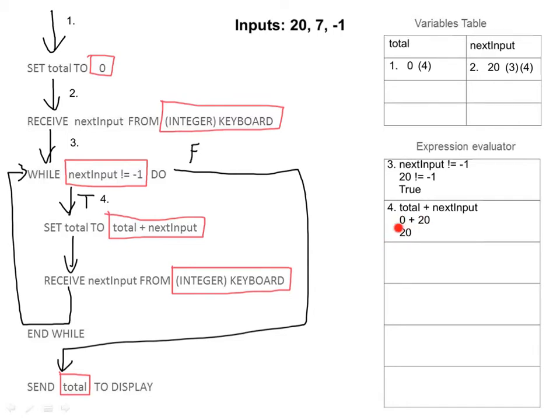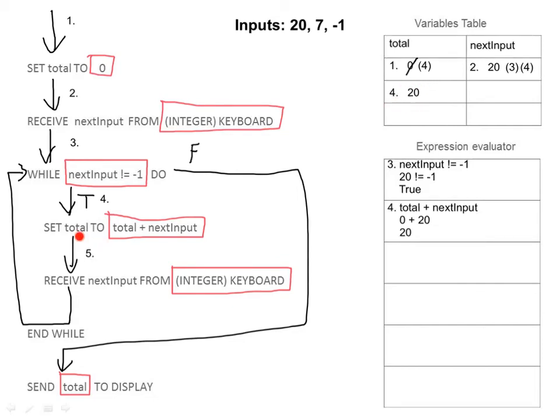Now that we've evaluated it as 20, what do we do with it? Well, we take the result of that expression and we put it into the variable total. So what we do therefore is we say that used to be 0, but it is now going to be something else. And that something else is 20, so we note that here at step 4 we've scored out 0 because it is now 20.